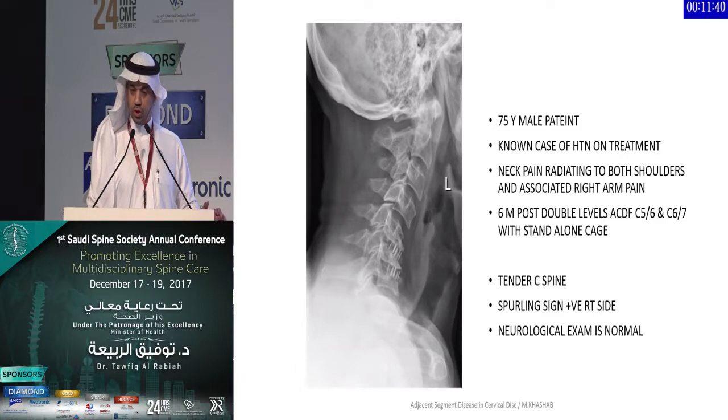He had a surgery done about 6 months prior to the presentation. He had standalone cages placed at C5-6 and C6-7. He was okay initially, but he had a recurrence of symptoms with severe arm pain. On examination, he has tenderness as well as a positive Spurling test on the right side, which is more of a radiculopathy sign, and neurologically he was okay.